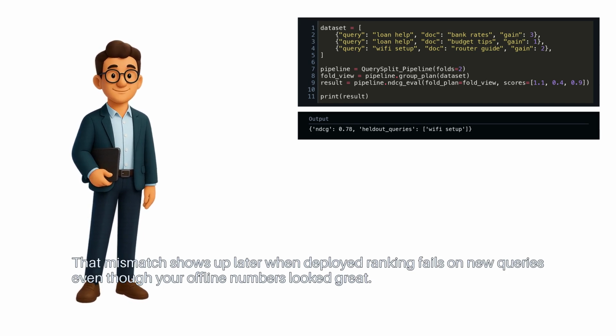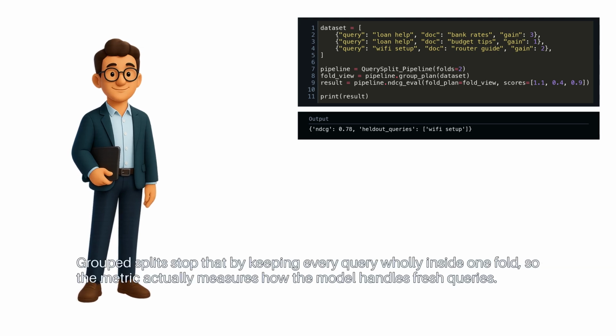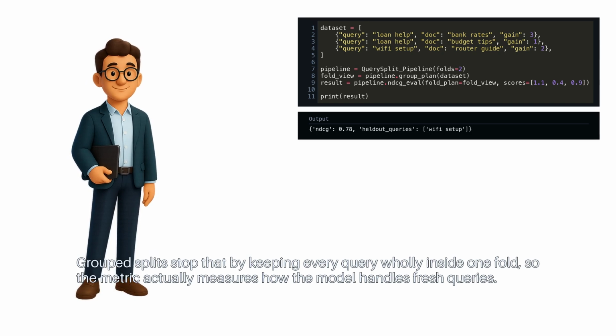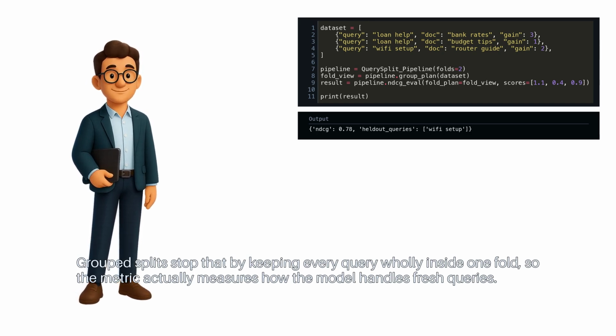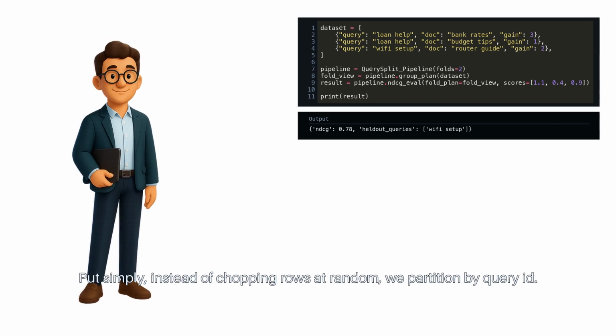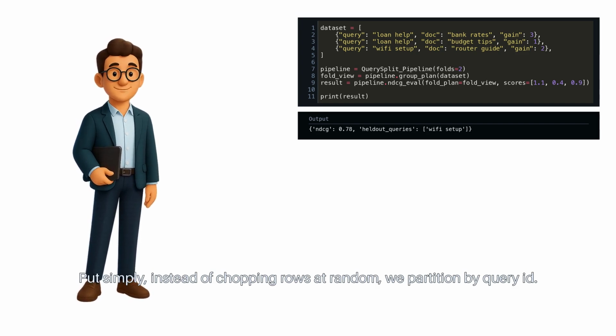Even though your offline numbers looked great, grouped splits stop that by keeping every query wholly inside one fold, so the metric actually measures how the model handles fresh queries. Put simply, instead of chopping rows at random, we partition by query ID.